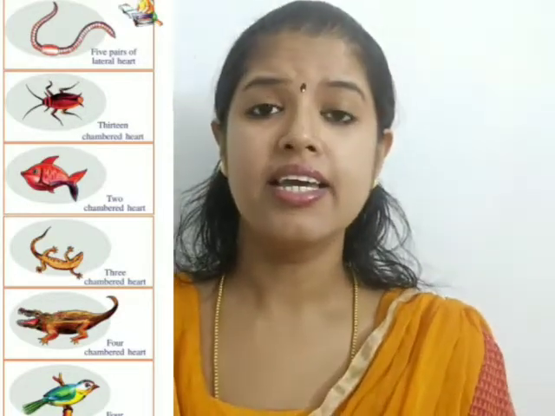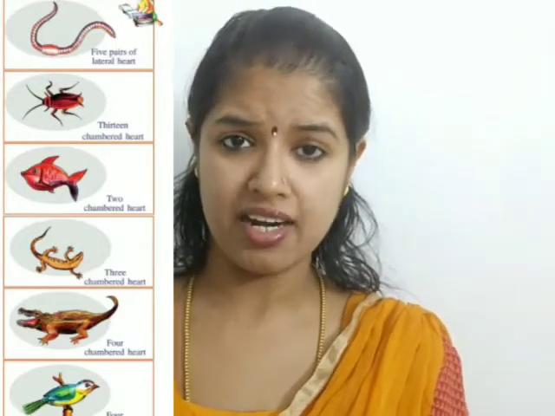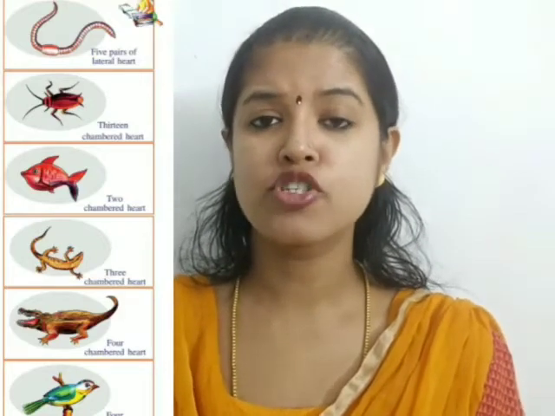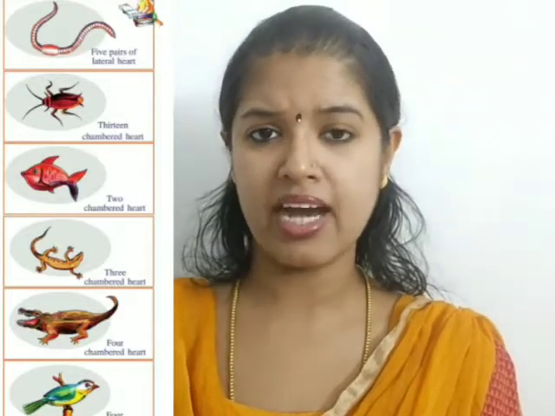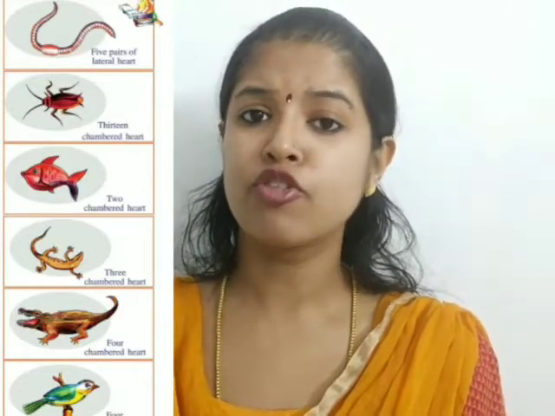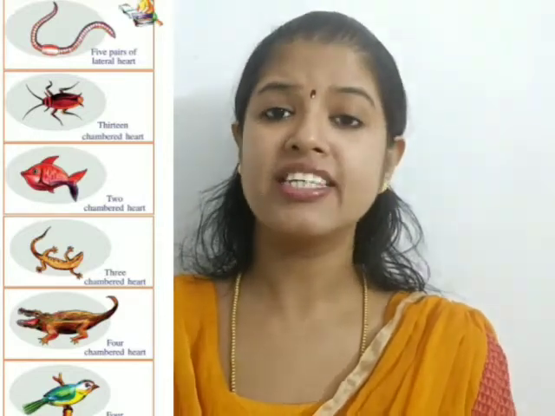In certain animals, and also in human beings, it is a 4-chambered heart. In certain animals, there are many chambered hearts. For example, in the earthworm, it is a 5-chambered heart. For cockroach, it is a 13-chambered heart. For sparrow and for crocodile, it is a 4-chambered heart. And for fish, it is 2-chambered. For lizard, it is a 3-chambered heart. So the chambers will differ in each organism.